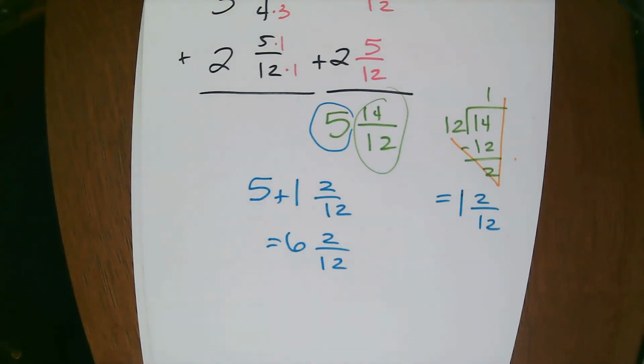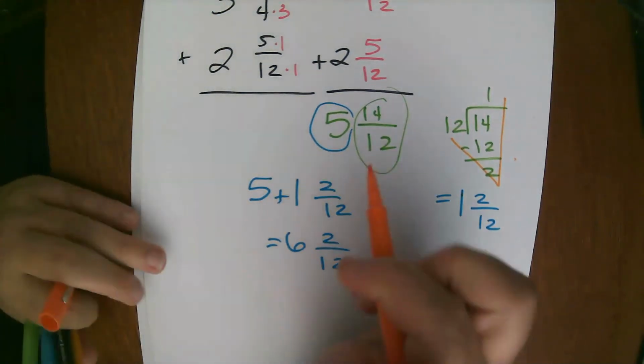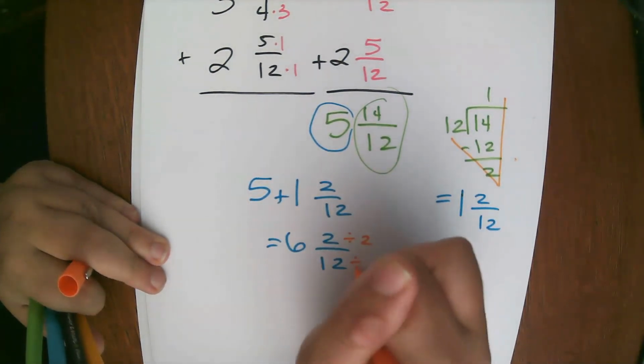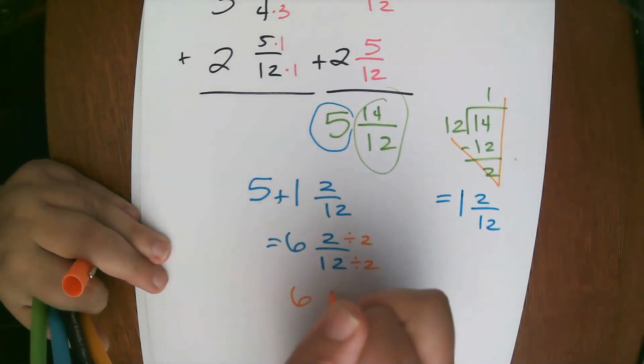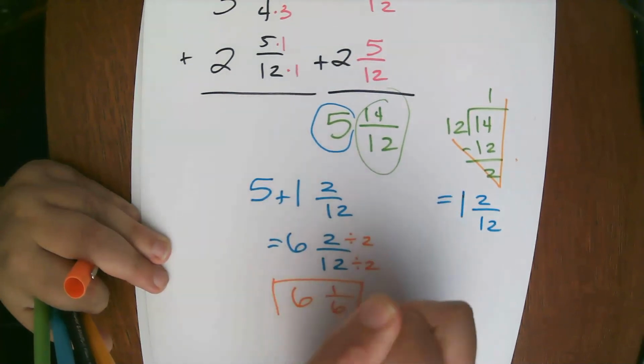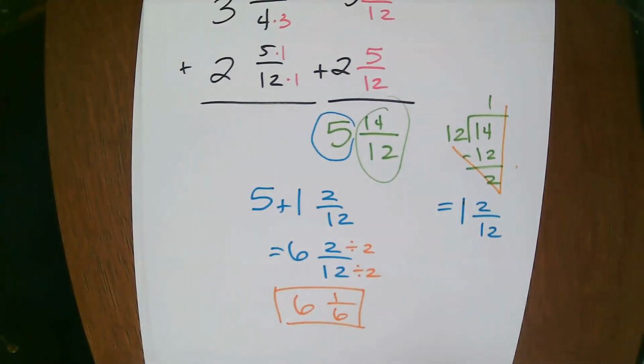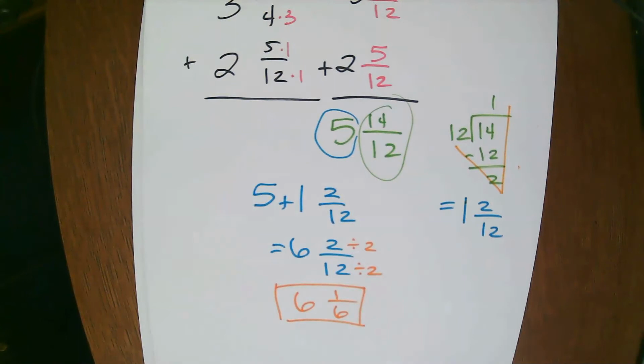Okay, then we need to ask ourselves again, can we simplify 2/12? Absolutely. And that's a question you always have to, that's an ongoing question. Can I simplify? Can I simplify? That's every time you do fraction work, that's going to be a constant question for you. So divide by 2, and we get 6 and 1/6.